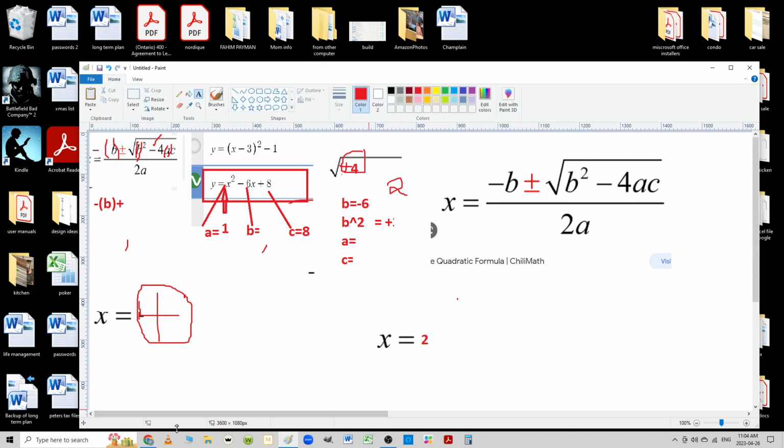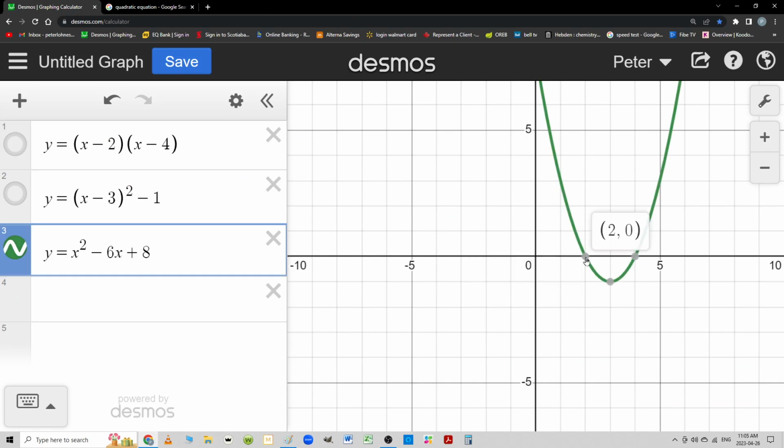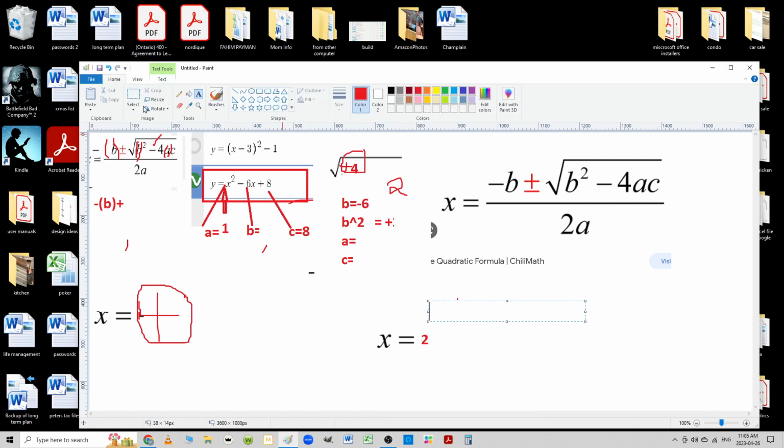This makes perfect sense when we go back to our graph. We discover, sure enough, there's one root, x is 2, and one root, x is 4. Notice that the quadratic formula gives us the roots. So we've discovered these two things, these two roots.